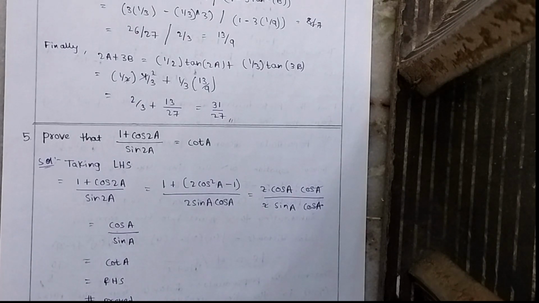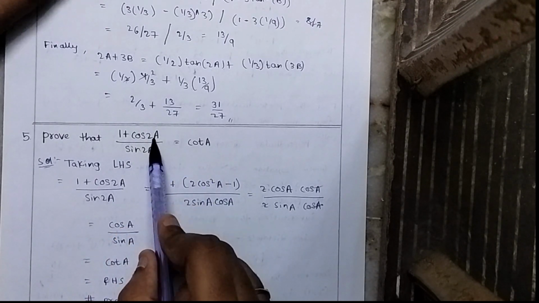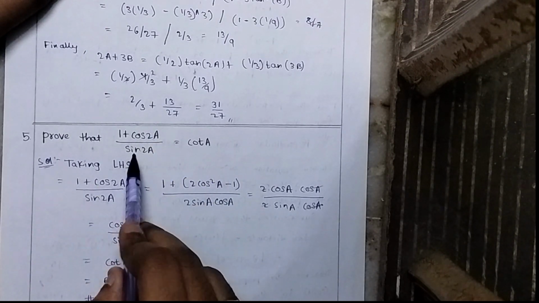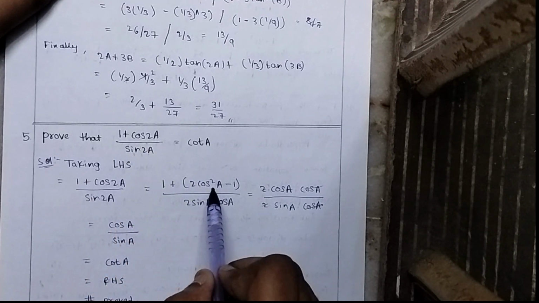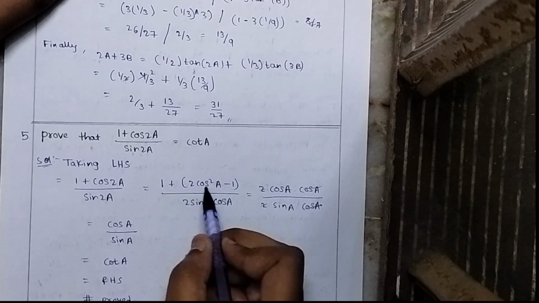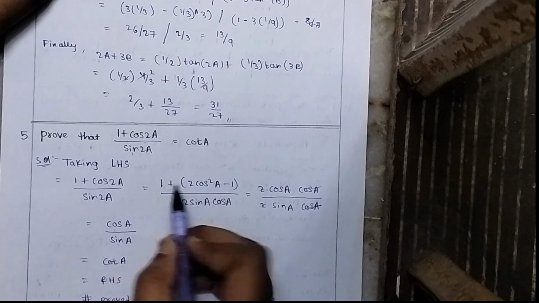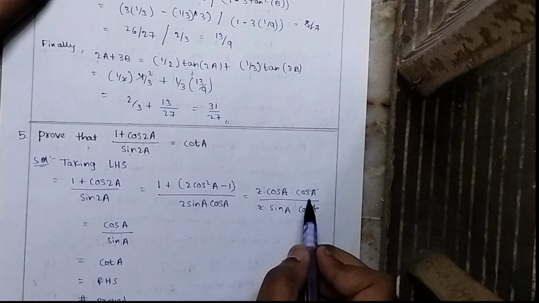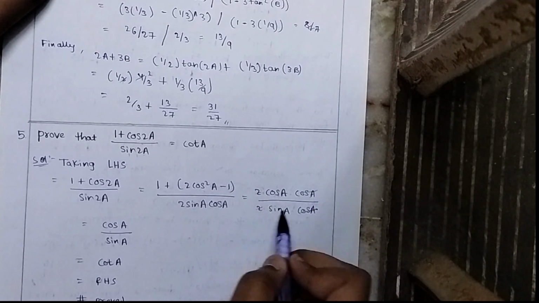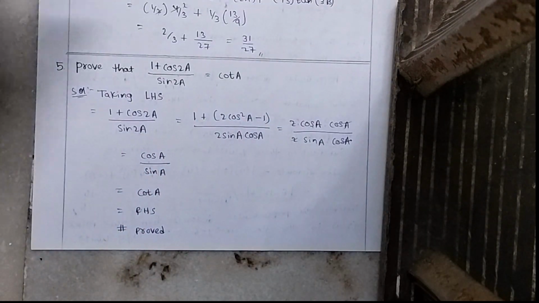Next one. Prove that (1 plus cos 2a) by sin 2a equals cot a. Taking the LHS, we know the formula that cos 2 theta equals 2 cos square theta minus 1 and sin 2 theta equals 2 sin theta into cos theta. Substituting this formula here, LHS is (1 plus 2 cos square a minus 1) by 2 sin a cos a. Plus 1 minus 1 cancel. 2 cos square a can be written as 2 into cos a into cos a. Cos a cancels, 2 cancels. Cos a by sin a equals cot a. So LHS equals RHS, hence proved.